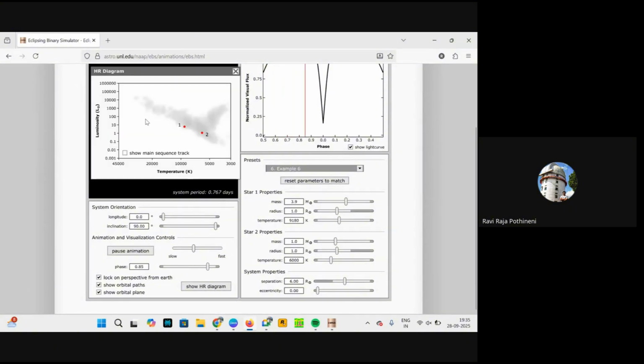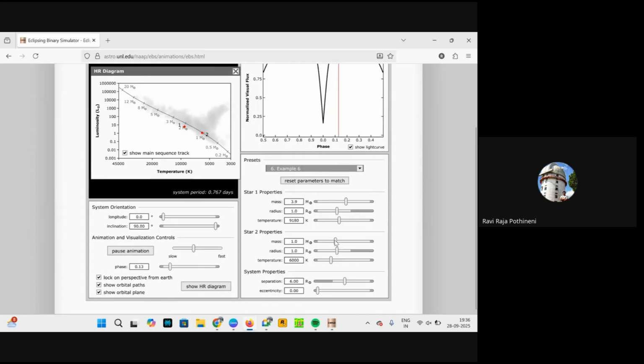Here there is something called the HR diagram. I don't know how many of you have heard of the HR diagram earlier. HR diagram stands for the Hertzsprung-Russell diagram. This is a very important tool for astronomers because here we plot temperature versus luminosity. Okay, and it will show you whether the stars are still in the hydrogen burning stage or they have completed their hydrogen burning. Accordingly, they will slowly shift.